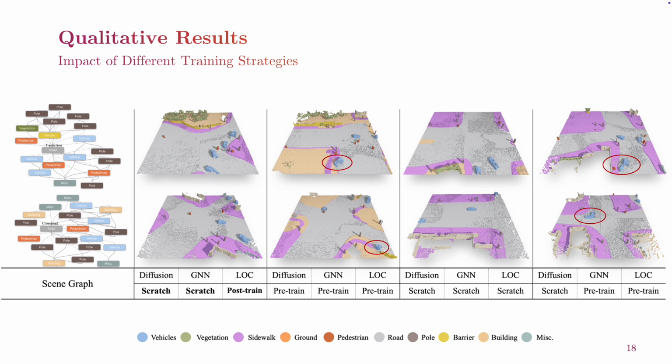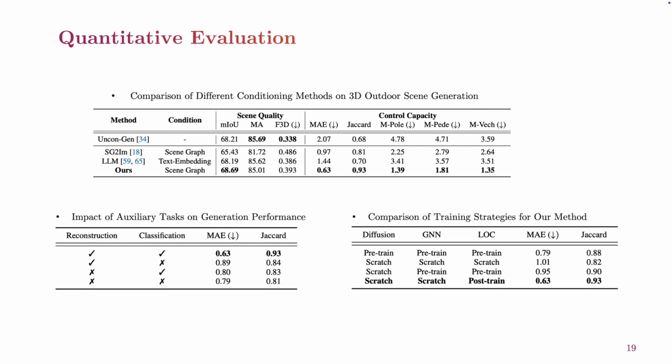We found that jointly training the diffusion model and the graph neural network, and then freezing the trained models and post-training the localization head, which is responsible for position allocation, gets the best performance. Quantitative evaluation also indicates that our method not only generates scenes that comply with the scene graph, but also achieves good quality in the generated scenes.